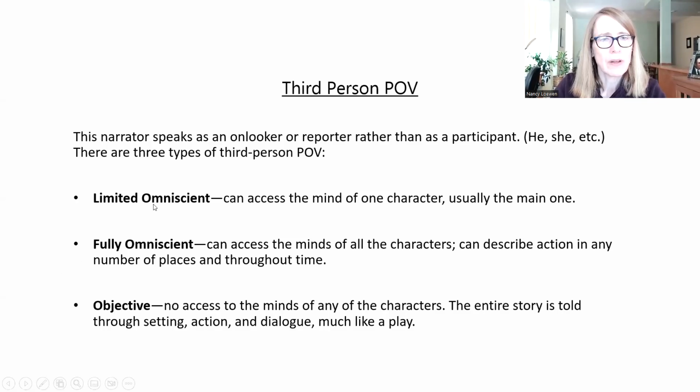But I think that these days the point of view that's most commonly seen is usually either first person or limited omniscient. Now, a little bit about the limited omniscient: you can switch between, like a chapter might be from one person's point of view, and then another chapter might be from another character's point of view, and you might even have multiple points of view that way. But the point is that at one time, you're only going to be in the mind of one character.